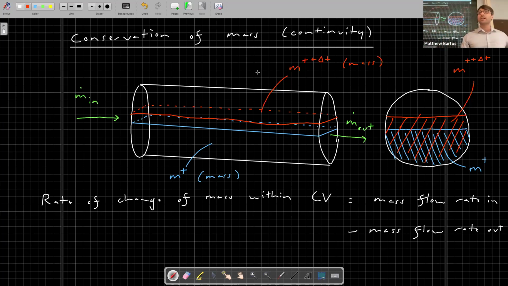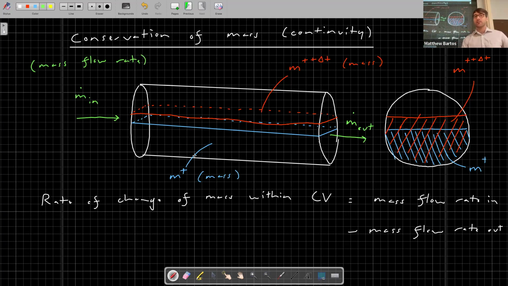So let's go ahead and write out, yes? To confirm that dot on top of the m, is that the rate? Yes, it means the mass flow rate. So I'll write that out. So note that this is mass flow rate.